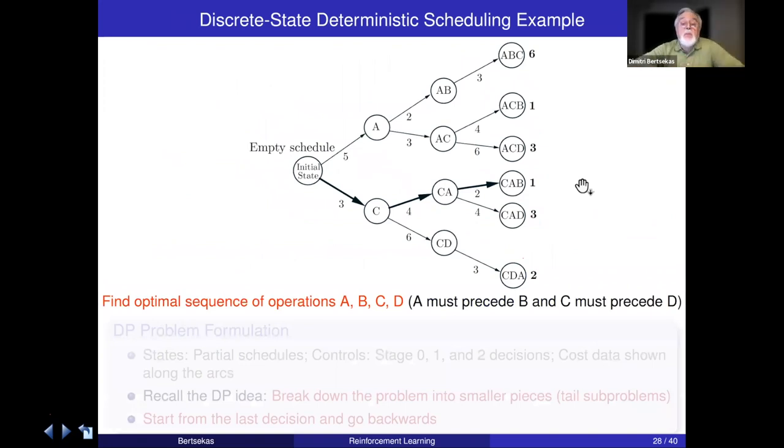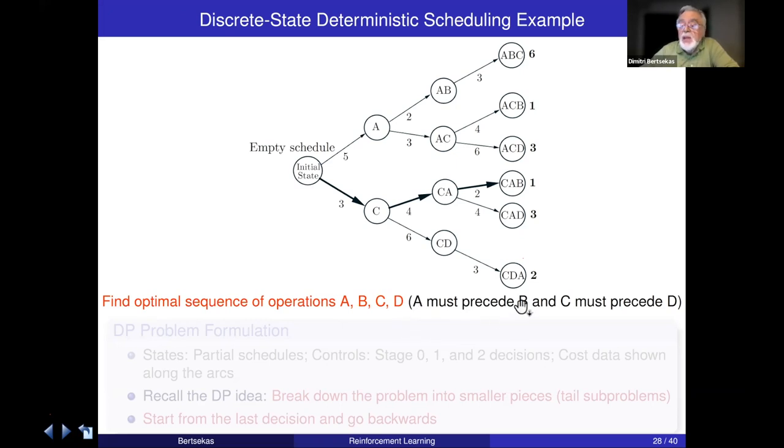Okay, here's an example. We're going to go through these calculations somewhat quickly, but you can review these calculations at your leisure. This is a scheduling problem where we want to find the optimal way to sequence four operations, A, B, C, and D. Now, there are some constraints.